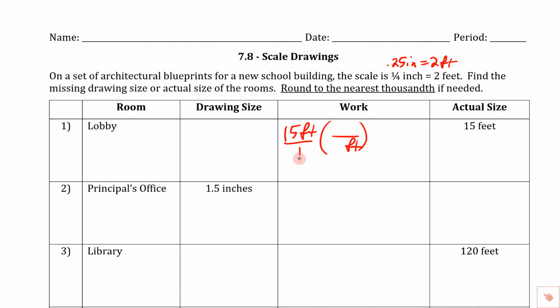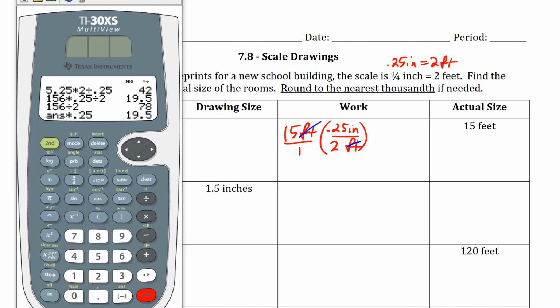Again, this is kind of like having a fraction there. You can turn anything into a fraction by putting it over a 1. So we're going to put the 2 feet on the bottom. We're going to put the 0.25 inches on the top, and we're going to do some cross cancellation. We can cancel those. And then we're going to grab the calculator again, and we're going to do 15 times 0.25, and then divide that by 2, and this will tell us what the answer is.